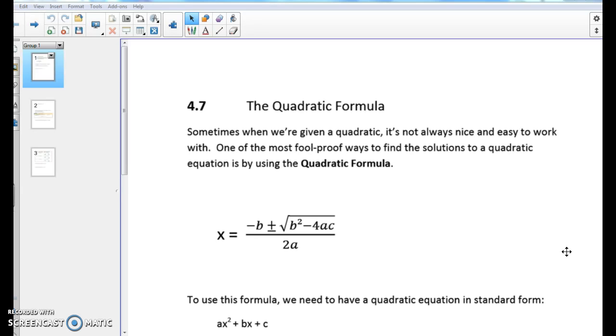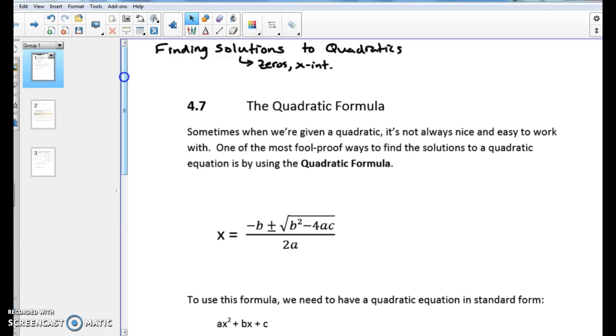So section 4.7, the quadratic formula. Just to pick up where we left off, right now what we're trying to do is find solutions to quadratics. And remember, when we're talking about solutions, I mean that in a couple ways. Those are also known as zeros or x-intercepts. It's all kind of the same stuff, right? And so far, to find these solutions, we've looked at factoring. We take our quadratic, break it down into factors, and that gives us our zeros. We've also looked at graphing. When we graph a quadratic, we get those x-intercepts. Those are our solutions.